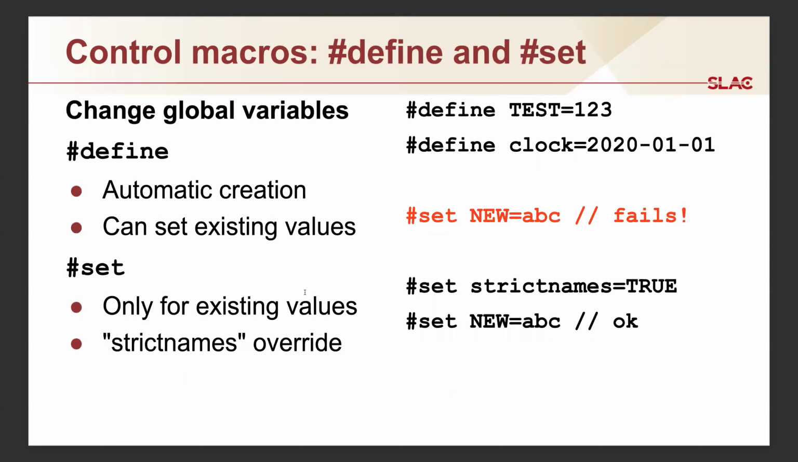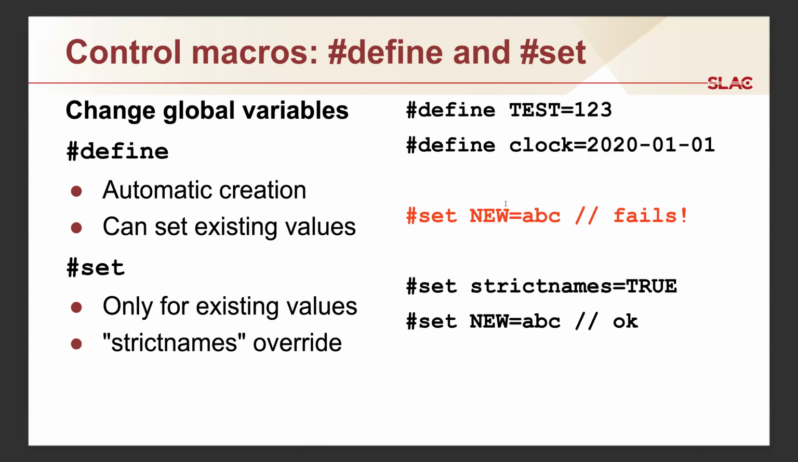Next, and probably one of the most important macros, is the define macro that's used to define global variables. And so here's an example of defining a new variable called test, and it just sets it to the value 1, 2, 3. You can define any existing value, and it will overwrite whatever was there before. You can even do it to the clock. That might not be the wisest thing to do, but it certainly is something that you can do.